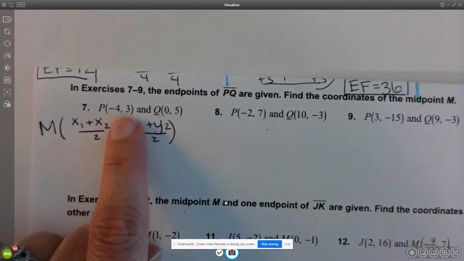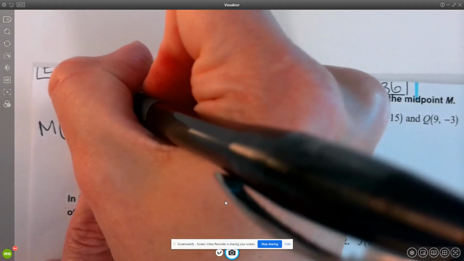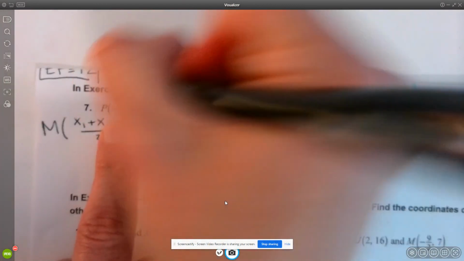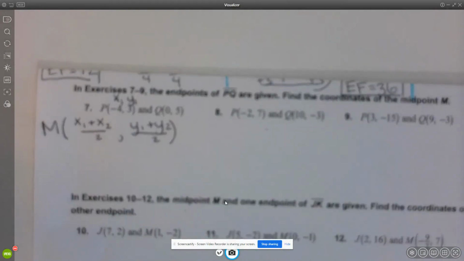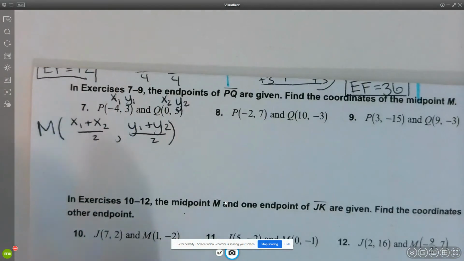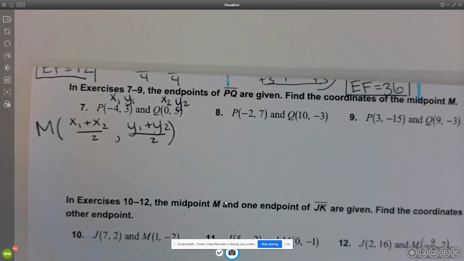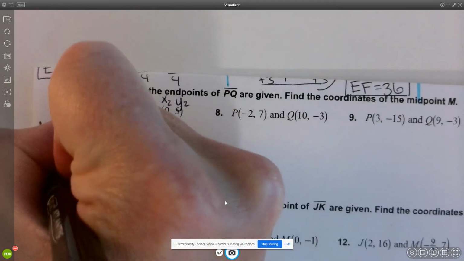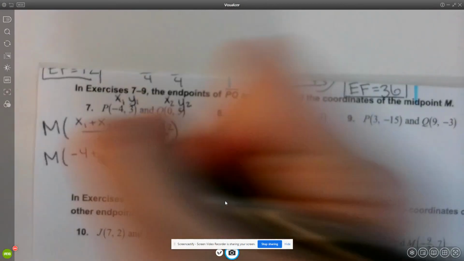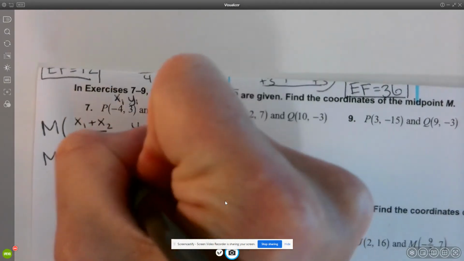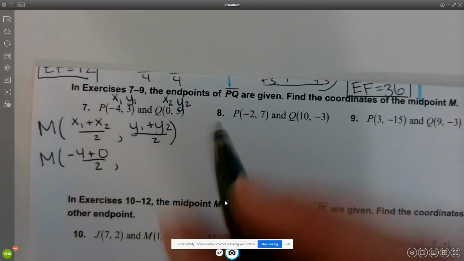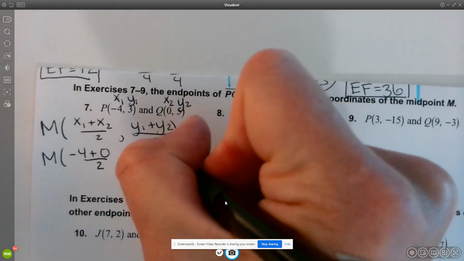And so in this problem, the x coordinate x1 of point P is -4, and the y coordinate y1 is 3. I like to label those. And then in my second endpoint, I'm going to label the x and y coordinates with x2, y2. Now I'm just going to plug those into my midpoint formula. So x1 plus x2, that would be -4 plus 0 divided by 2. And the y coordinate of my midpoint I get by doing y1 plus y2 and dividing that by 2.